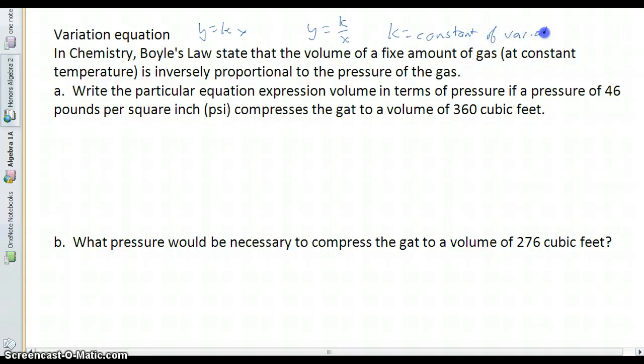What that really means is, at least for a direct variation function, that it's a slope. For the inverse variation, we have a rational polynomial function, which implies we might have an asymptote.